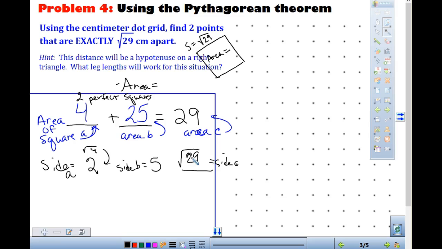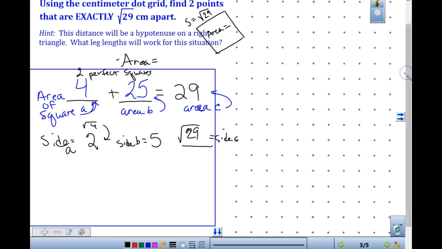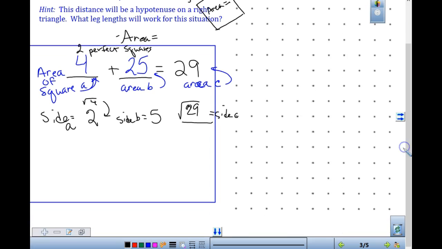Okay. So 4 plus 25 is 29. We're on page 9. The side of A is 2, the side of B is 5, and the side of C is square root 29. And you were asked to place 2 points so that they're exactly square root 29 apart. So here's how we're going to do this. And I kind of want you, when we're doing this, to put yours in the same spot as my dots, because it'll just make it easier.